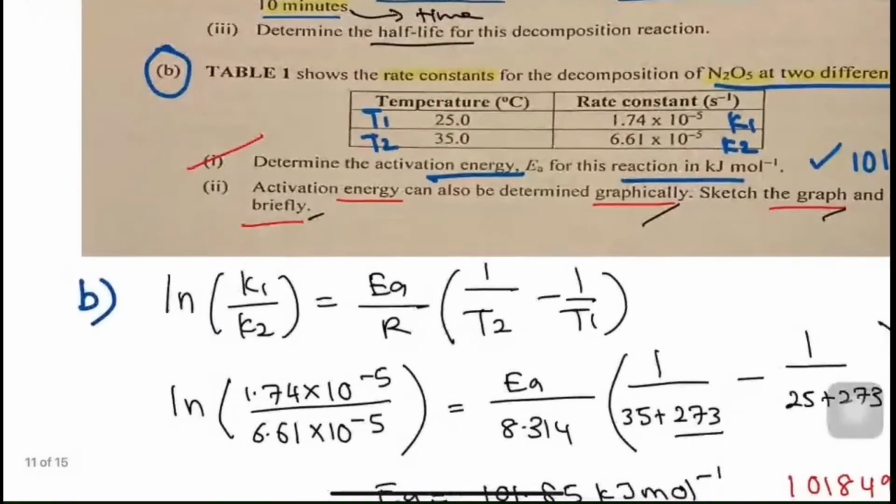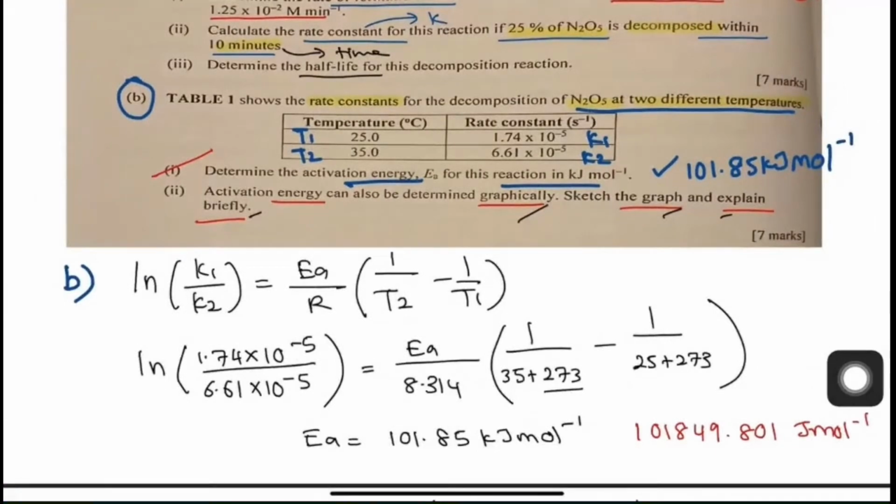When you have K1 and T1 value with K2 and T2, you are going to use ln K1 over K2 equals to EA over R multiplied by 1 over T2 minus 1 over T1. So this is quite straightforward. All you have to do is make sure you substitute correspondingly and make sure you remember that temperature must be in Kelvin. So please plus 273 to the temperature given in degrees Celsius.